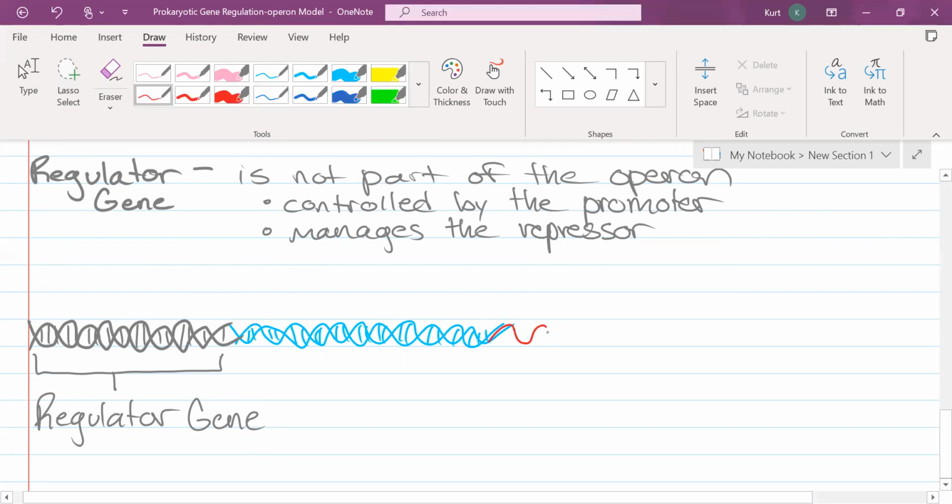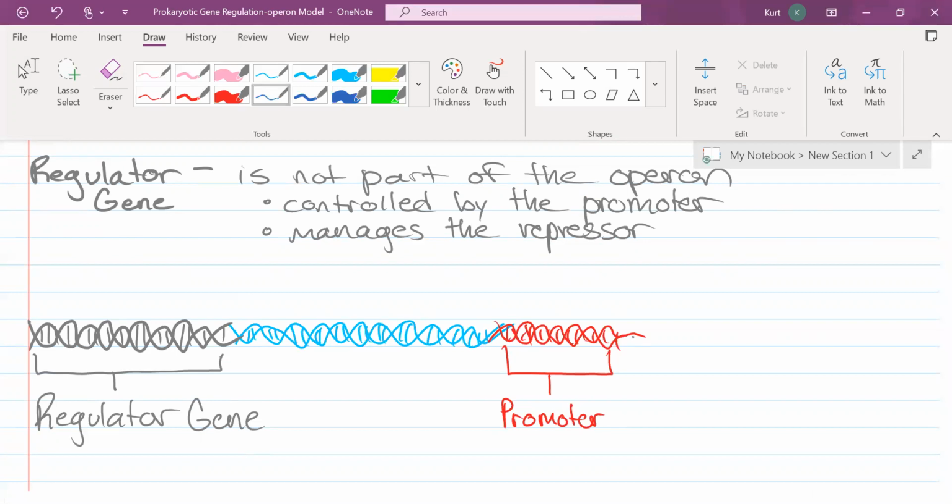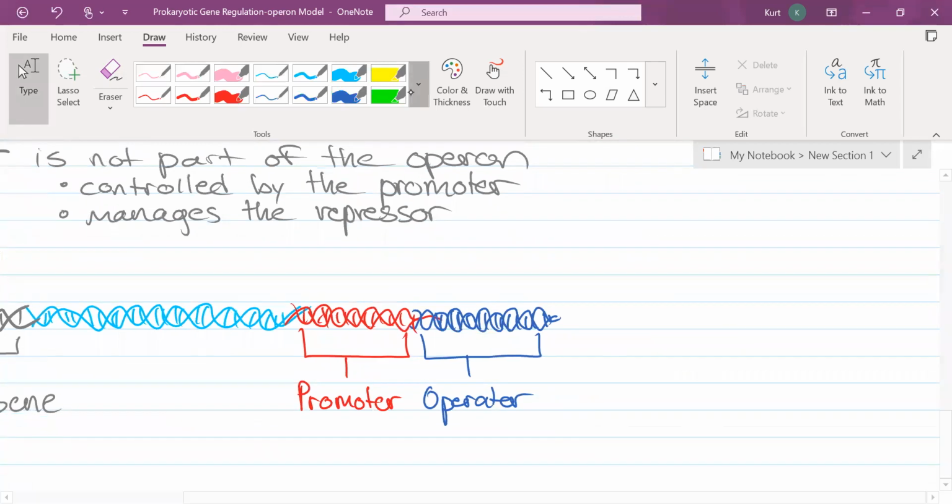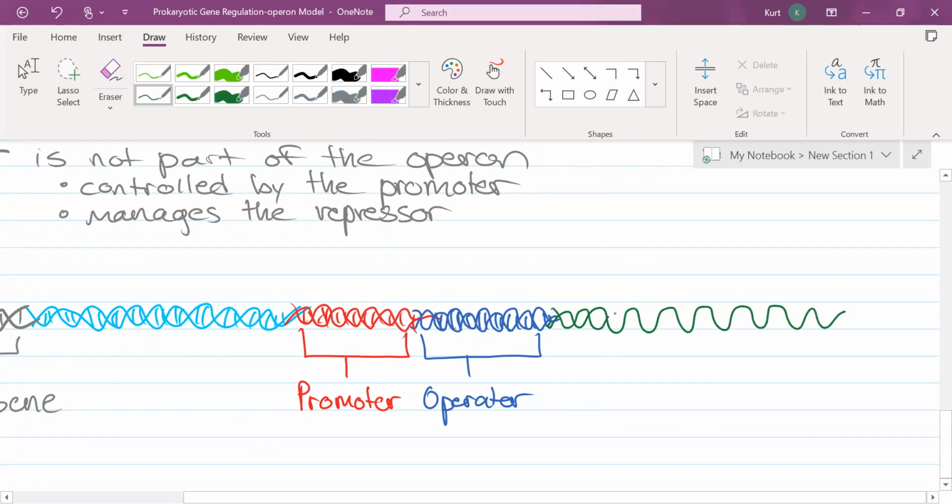So now let's get back to it. The red is going to be the promoter. The navy blue is going to be the operator. And finally, the green is going to be the structural genes.